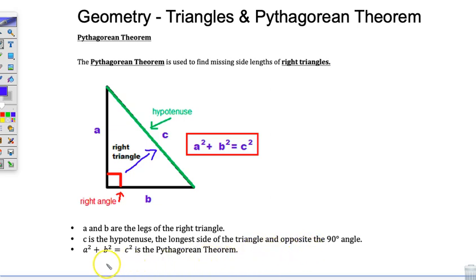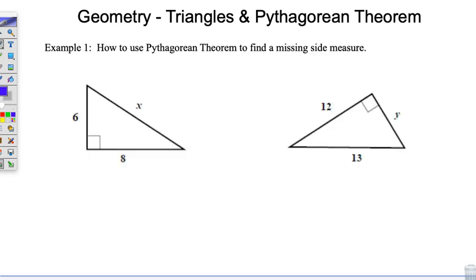The theorem itself is right here. A squared plus B squared is always equal to C squared. So we're going to take a look at two sample problems where we use Pythagorean's theorem.